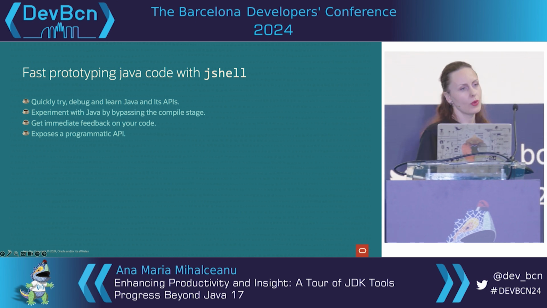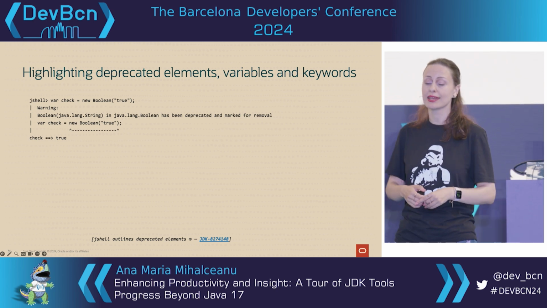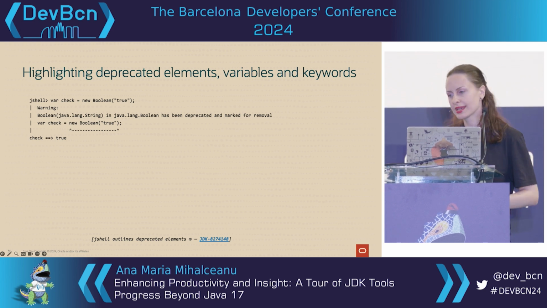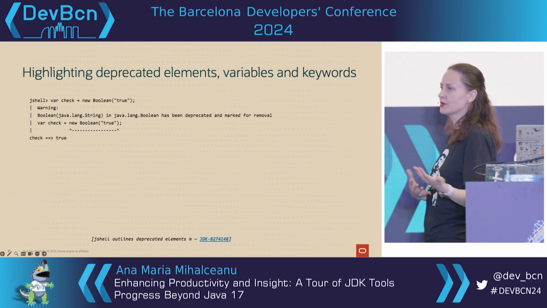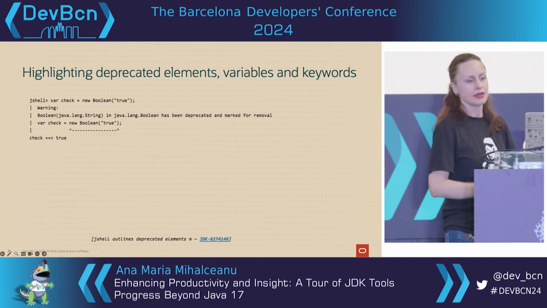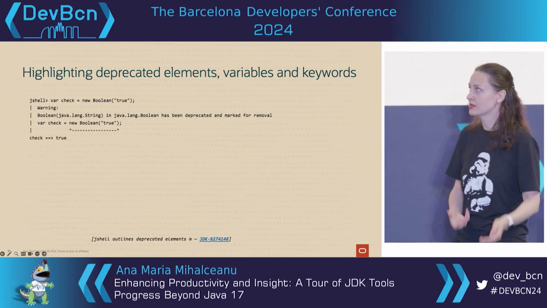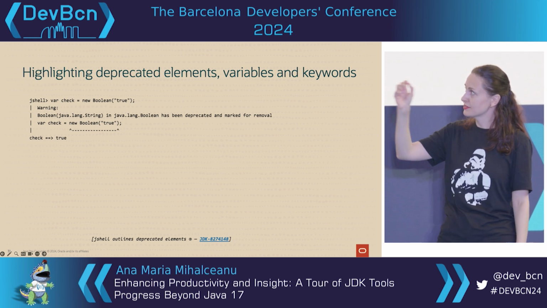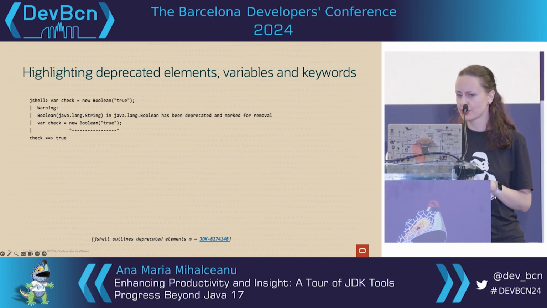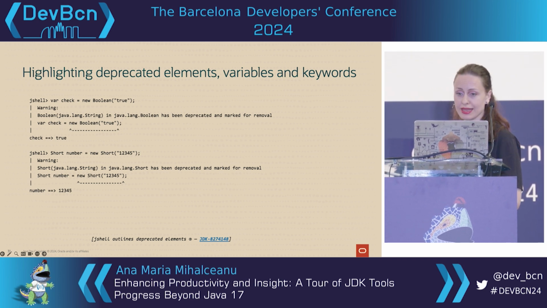But one important change that came to JShell is that it can highlight deprecated elements, variables, and keywords. This was not there before, and it was something wanted by many developers, like in an IDE, which usually tells you, hey, you're using something that has been deprecated, please pay attention to this. But if you're in a shell, you need a way to have that highlighted as well. So you have those signs of minus minus in between the caps. This is just a way to outline deprecated elements.